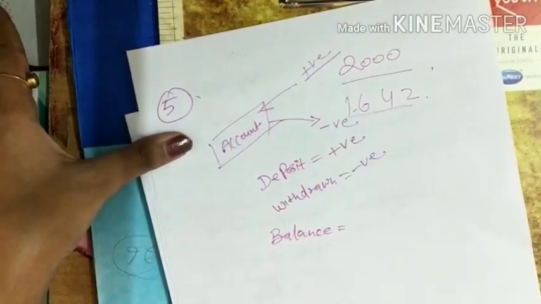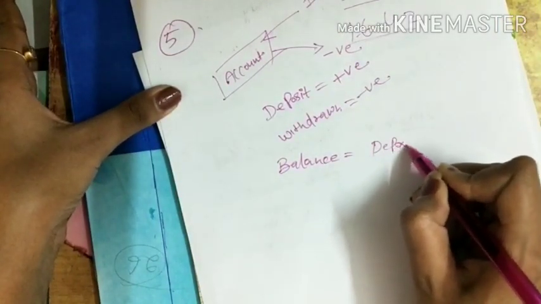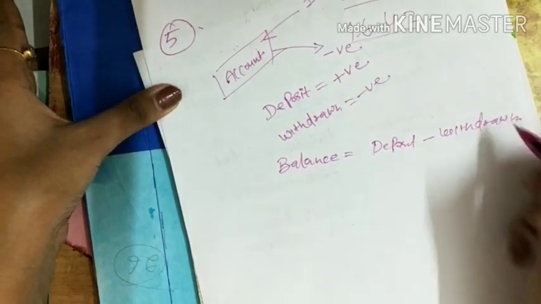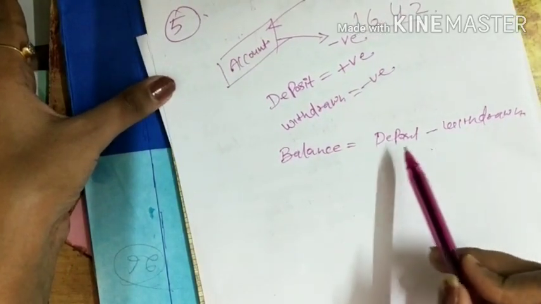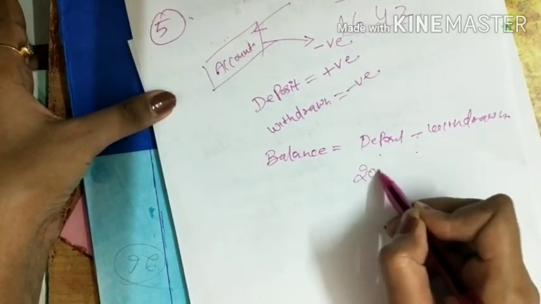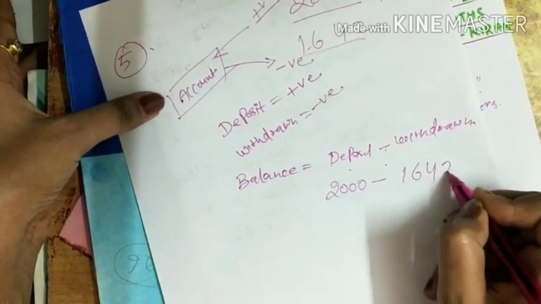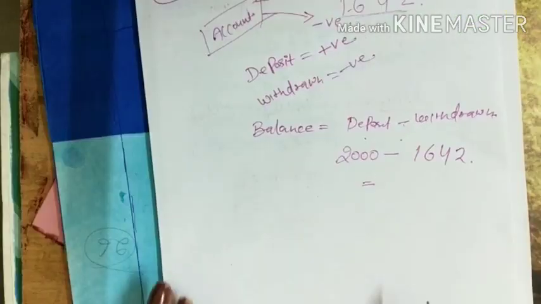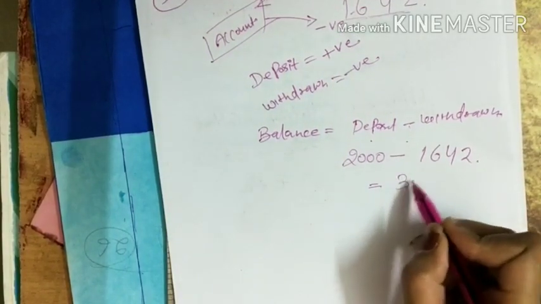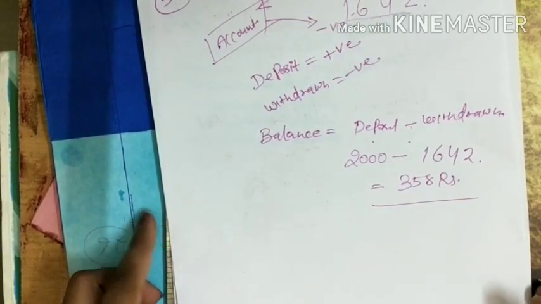1642 rupees. Balance is deposit minus withdraw. Initially the amount he has deposited minus withdrawn. He has deposited 2000 minus withdrawn is 1642. So, the balance in Mohan's account would be 358 rupees. So, it's all about word problems, children.